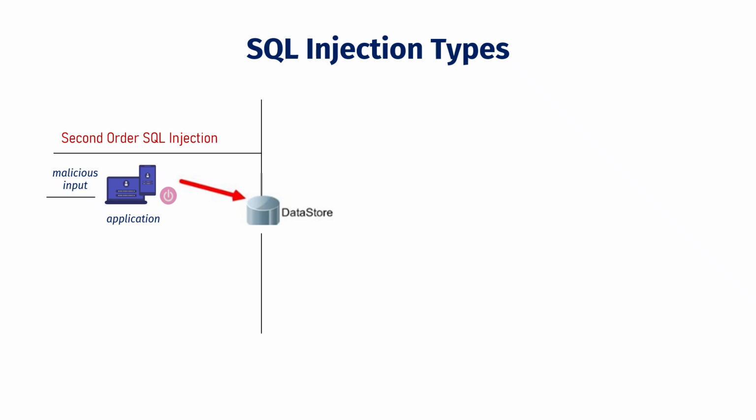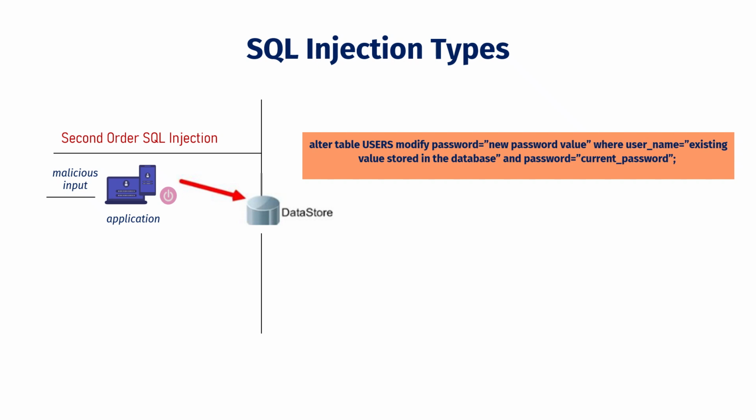and when the user tries to change his or her password, the corresponding SQL query will be similar to the one given below, which says alter table users, modify password with a new password value, where username is the existing username, which is pulled from the database, which is already stored in the database, and password is equal to current password, which could be a new value. So the username field in general for the above query is fetched from the value already stored in the database.